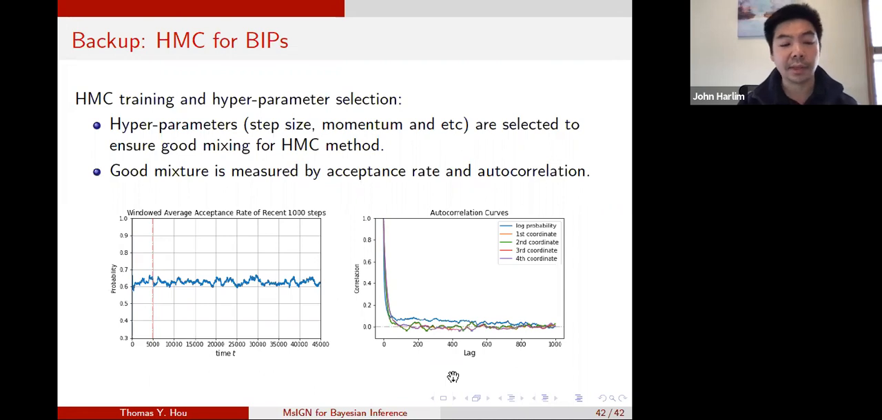Okay, so here's a question from the same person. Why did the ASVGD fail to capture the multi-modes? How did you choose the kernel width for ASVGD?